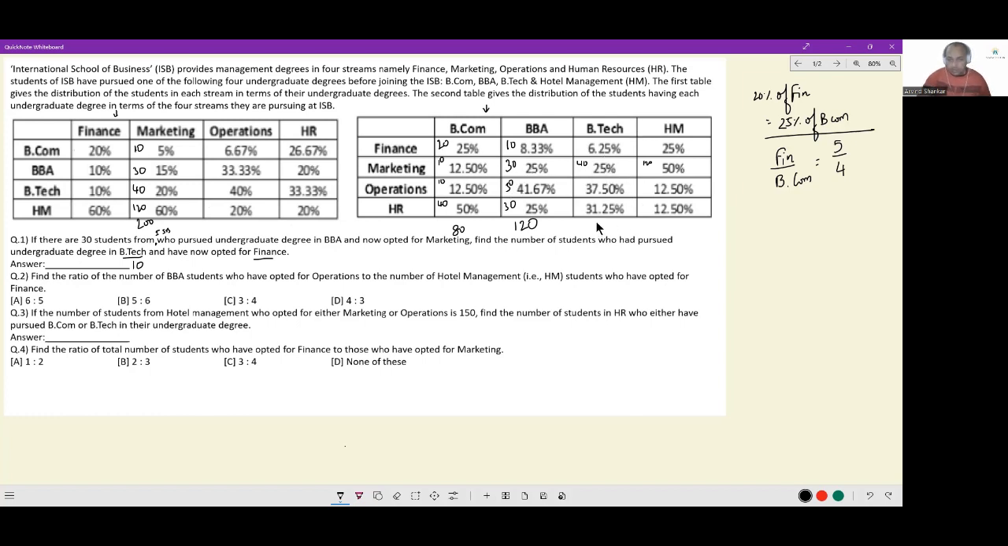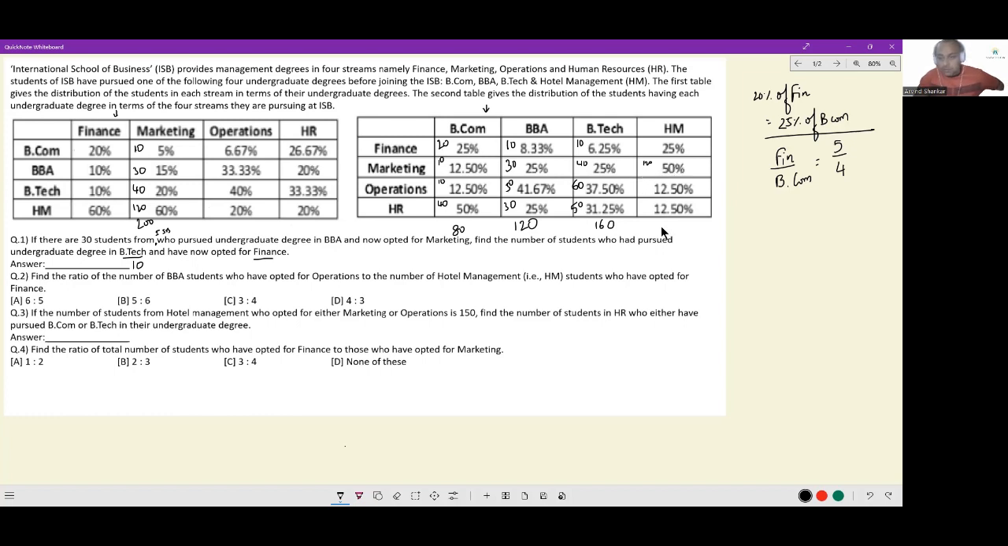Here 40 is 25%. So total is 160. So this is 10. 6.25% is 1/16. 37.5% is 3/8. So 60 here. And 31.25. Okay. I'll do this 50 because 10, 40, 60 is gone. 110 is gone. So 50 will be left. That way I can go.